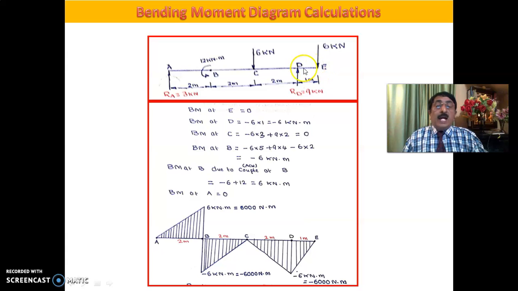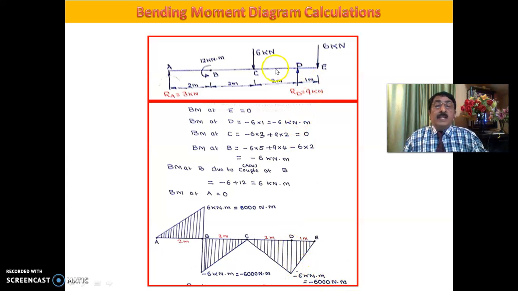Bending moment at D, you see. At D, it is a clockwise moment. That's why you take negative 6 into 1, that is 6 kilonewton meter, or 6000 newton meter. That is minus 6 kilonewton meter. That is why if you see here at D, I have taken minus 6 kilonewton meter correctly, minus 6000 newton meter.